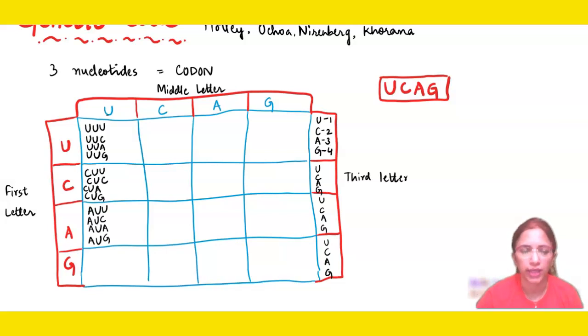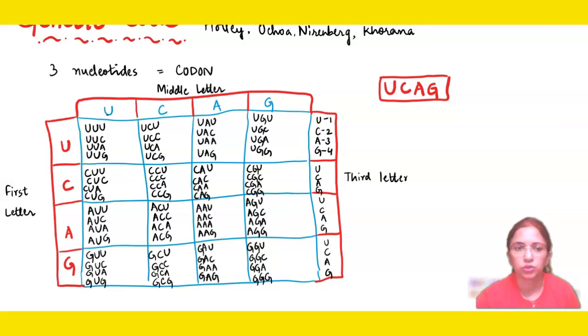Moving on to the next block, G is the first letter and U is again the middle letter, the second letter. So it will stay the same like this. Okay, and the third letter will be U, C, A, G, right? So this way we will complete our table. So this is how I have completed the table for you. Similarly, you can also practice by making the skeleton first and then writing the nucleotides in it.